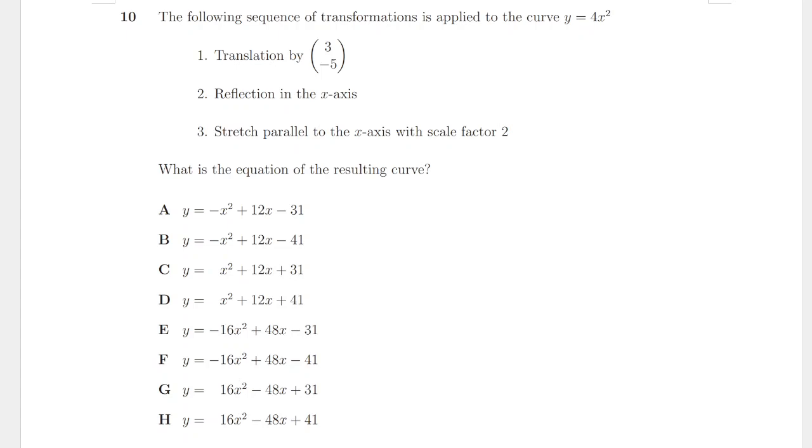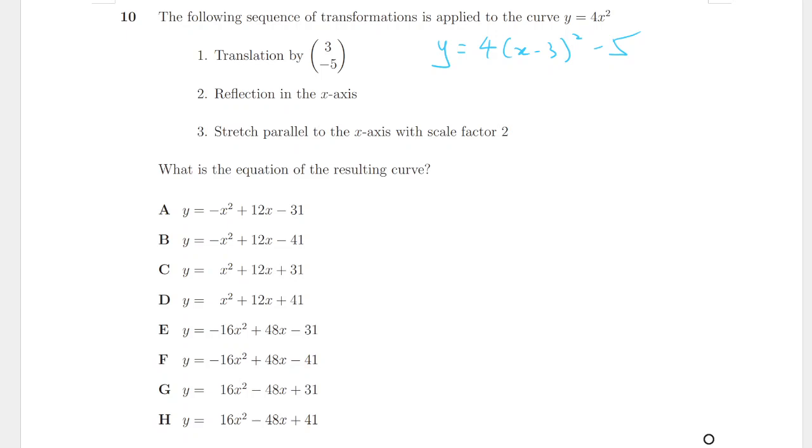Okay, so translation by (3, -5). Translation by 3 means that you move to the right by 3, right? Moving to the right by 3 means that now you're x minus 3, so x minus 3 squared. Okay, translation by minus 5. So you're going down by 5, like that. So far so good.